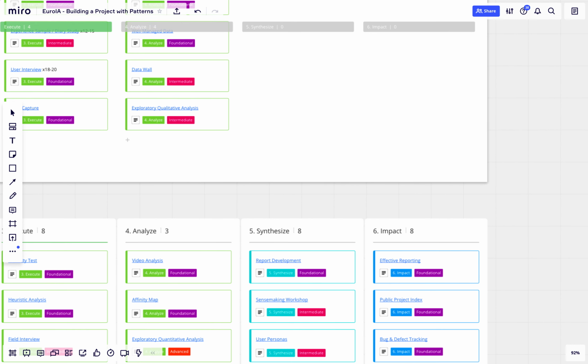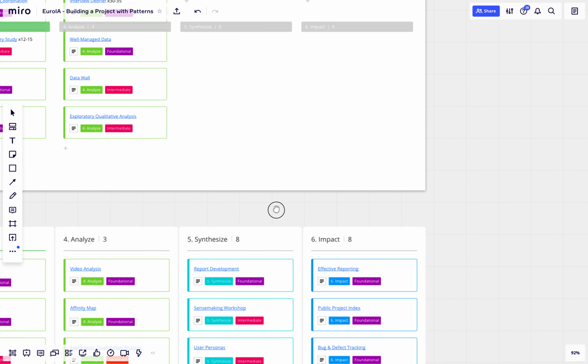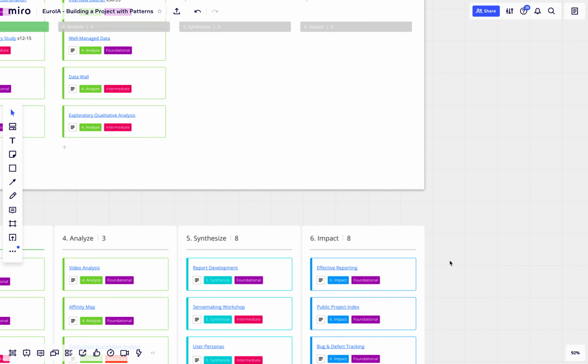Resuming to step 5, synthesize. So for step 5, synthesize.